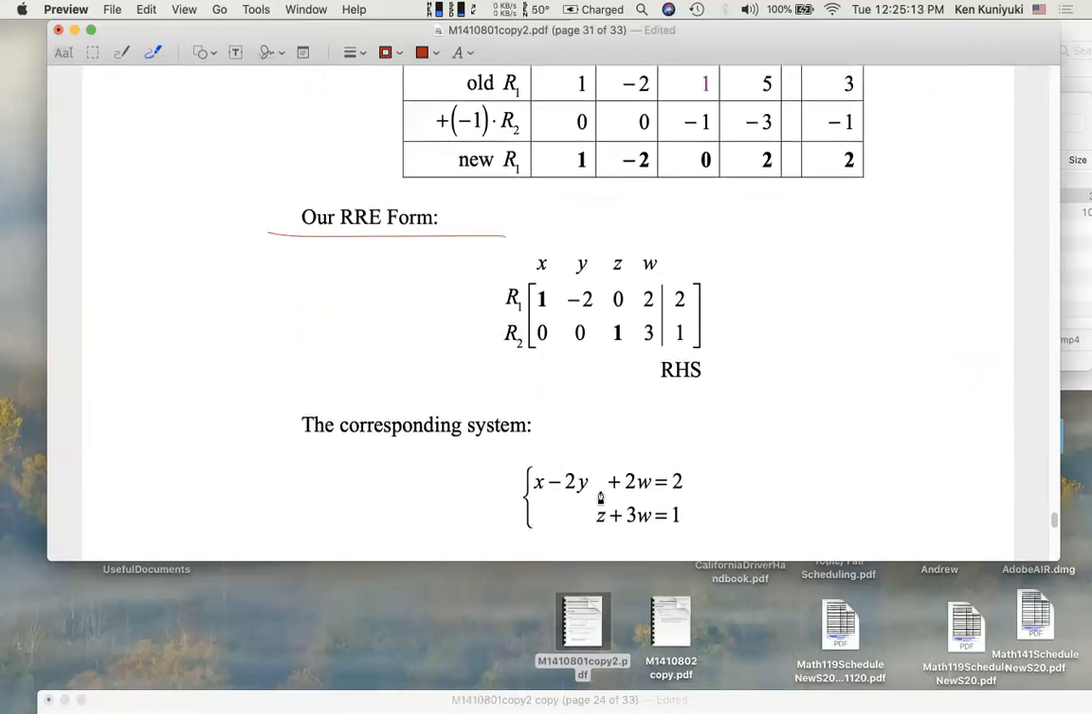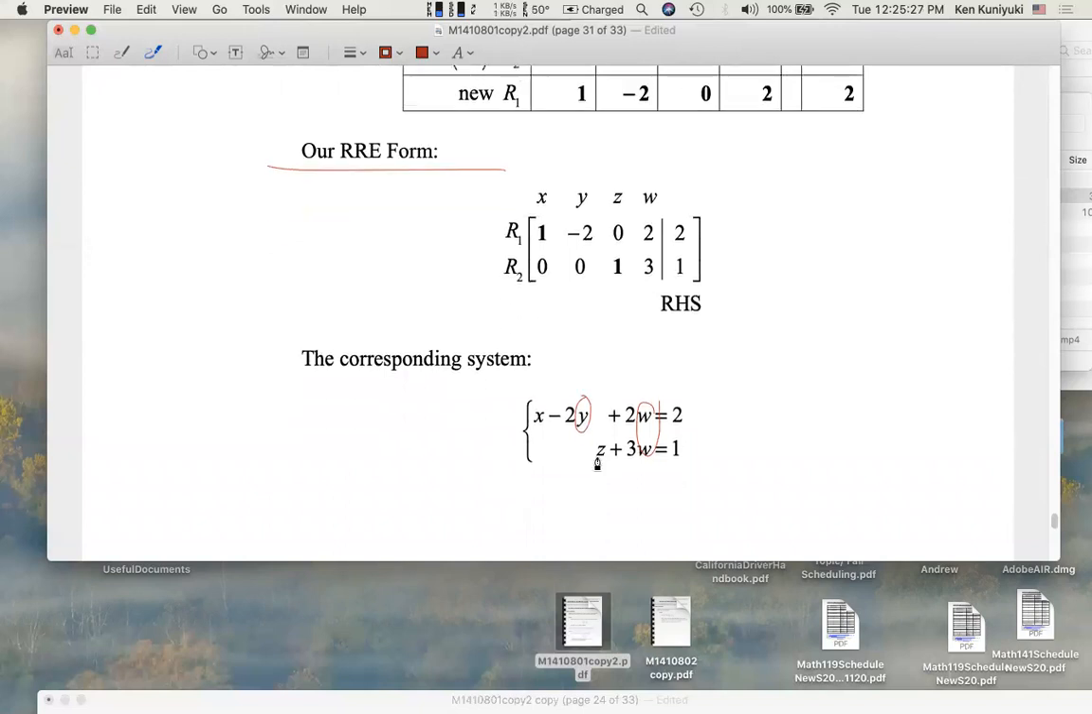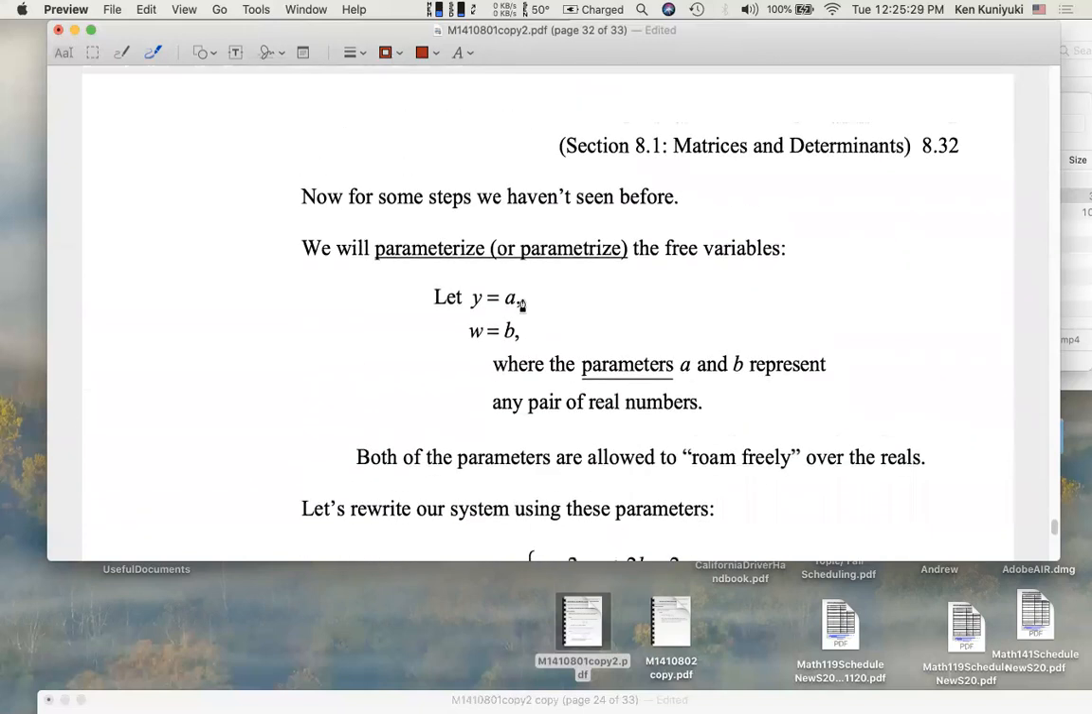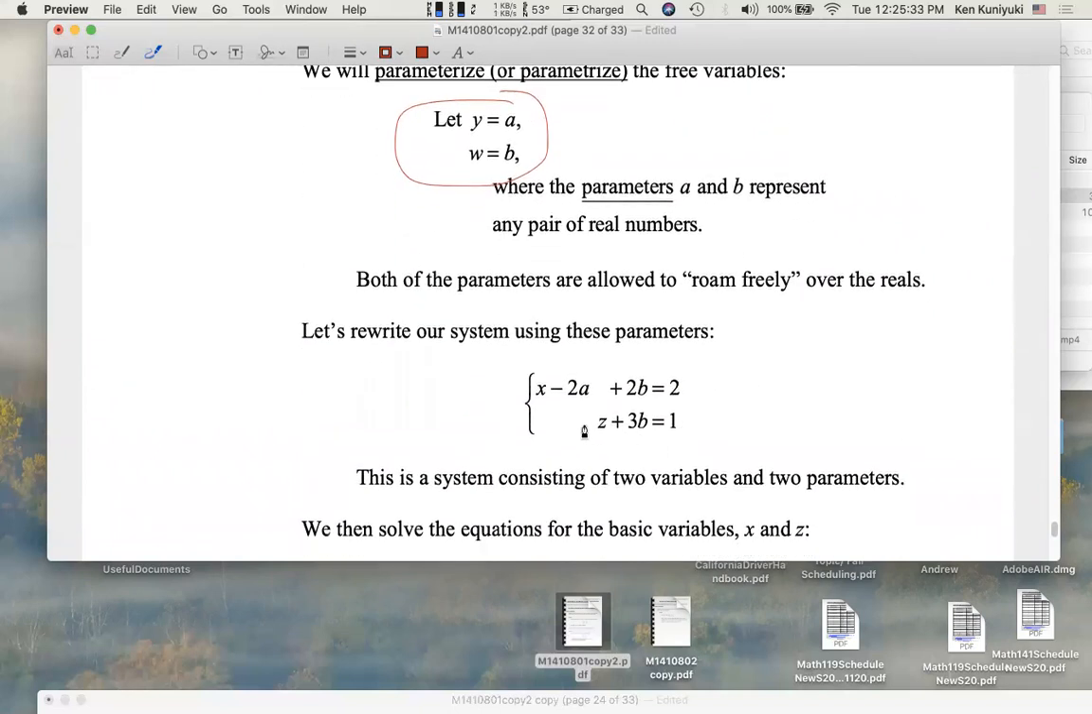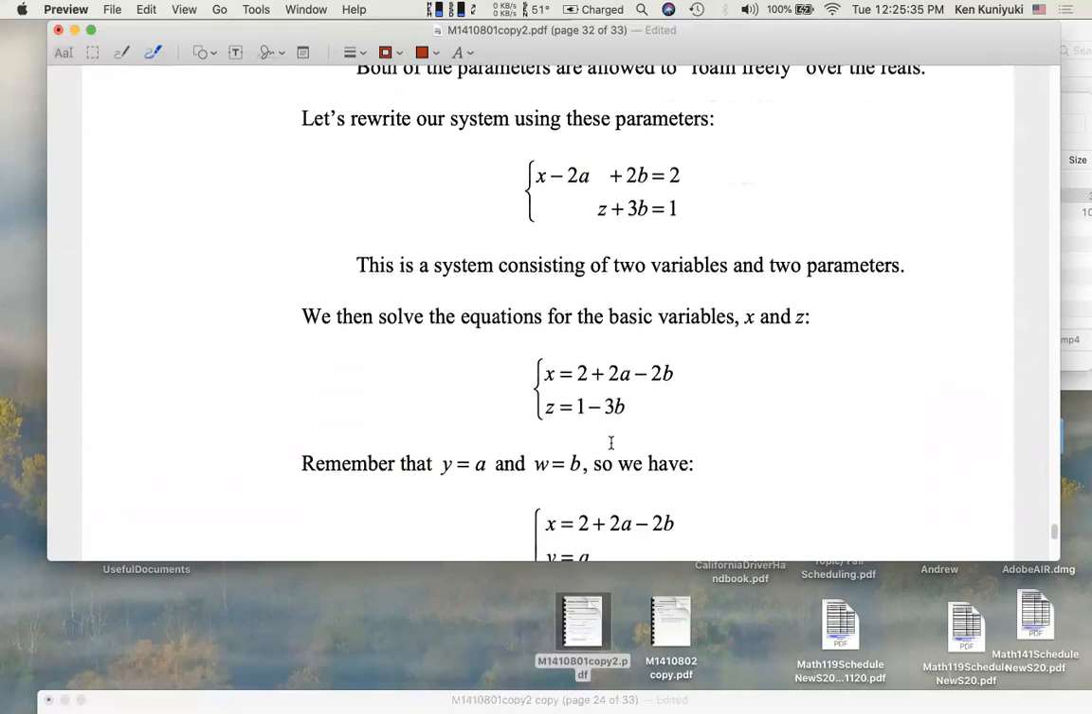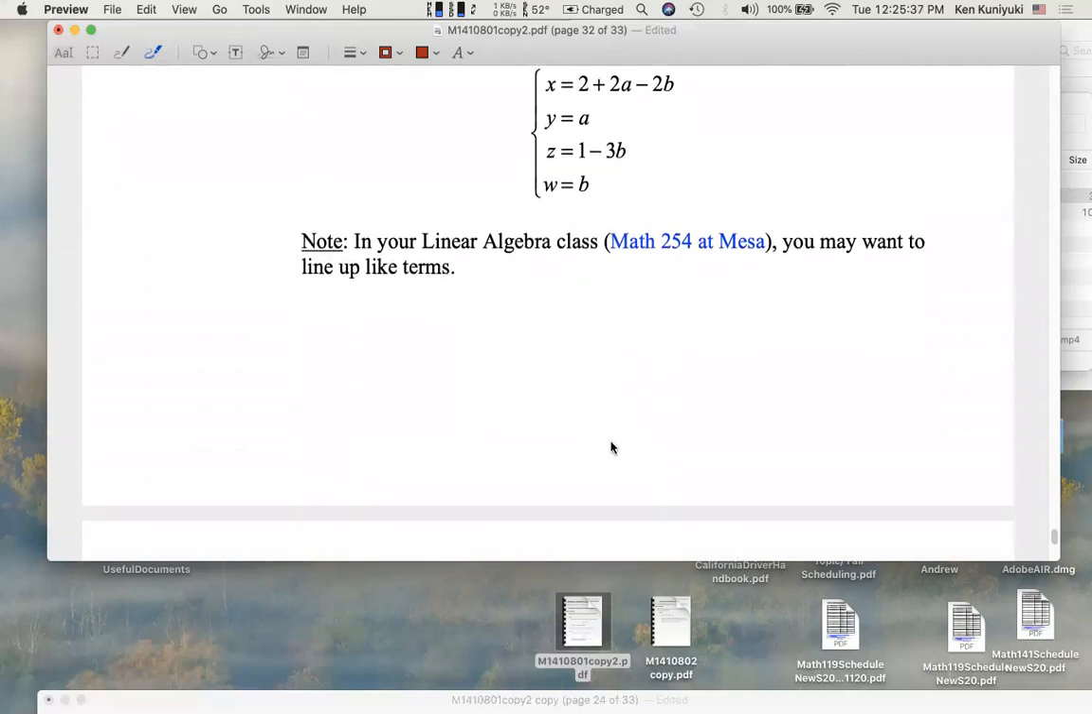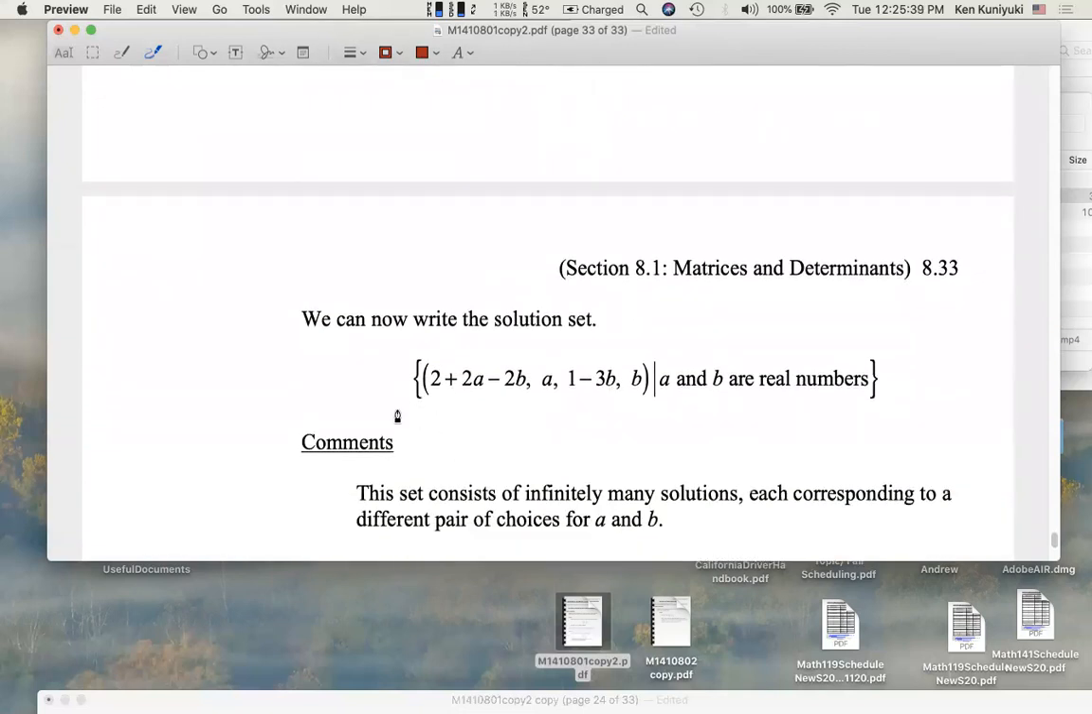You write down the corresponding system. You parameterize the free variables, which do not correspond to the leading one columns. You parameterize the y, meaning that you do something like you let y equals a, w equals b. All right. Solve for x and z, et cetera, and you get a solution set of this form.